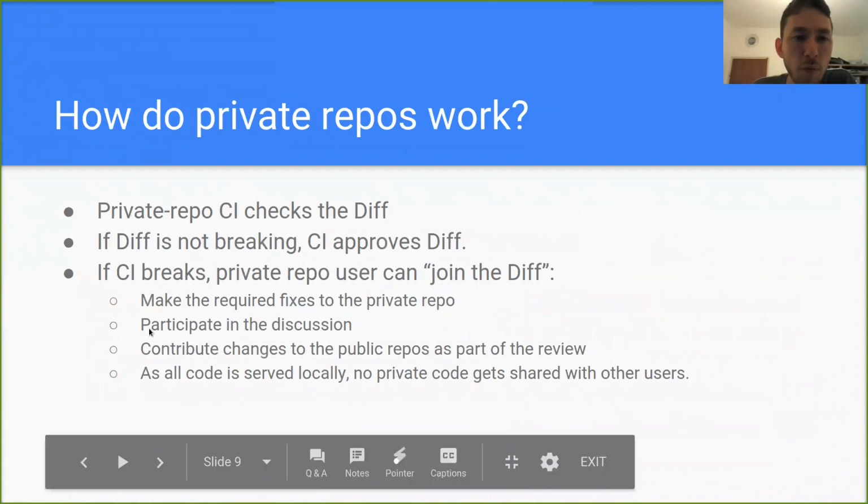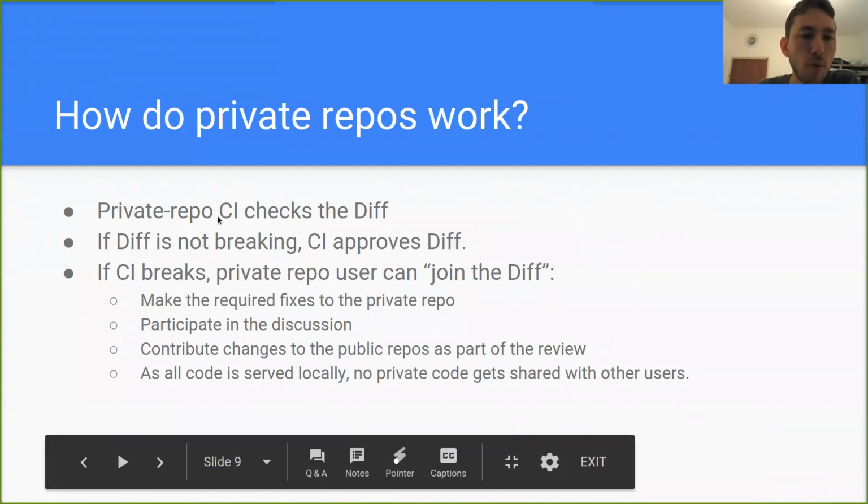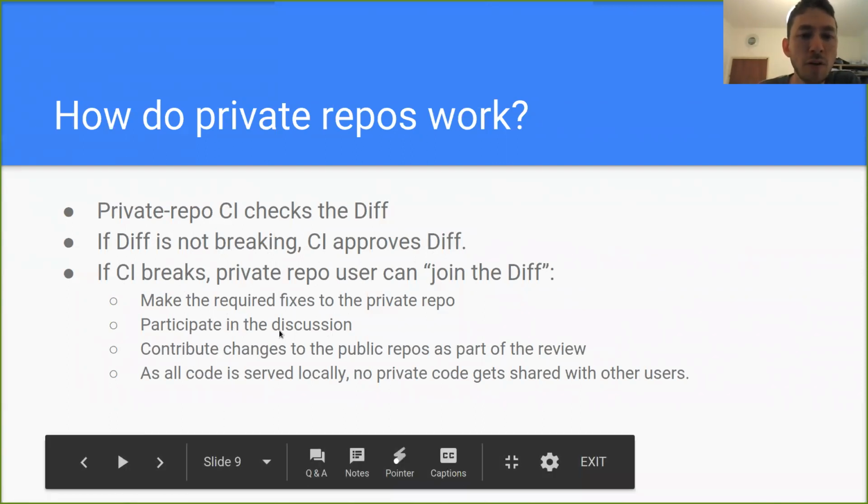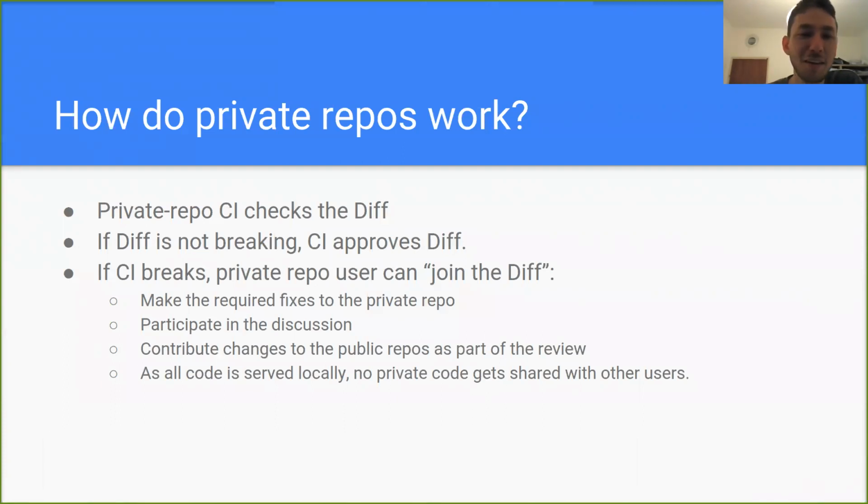Now, how do private repos work? Private repo CI checks the diff. If the diff is not breaking, the private repo CI can tell the system this diff is approved. And if it breaks, then as a private repo owner, I can join the diff, make the fixes, participate in the discussion, and contribute changes to the public code. Everything is served locally, so nothing that is private is really shared. I think I already said that like 3 times.